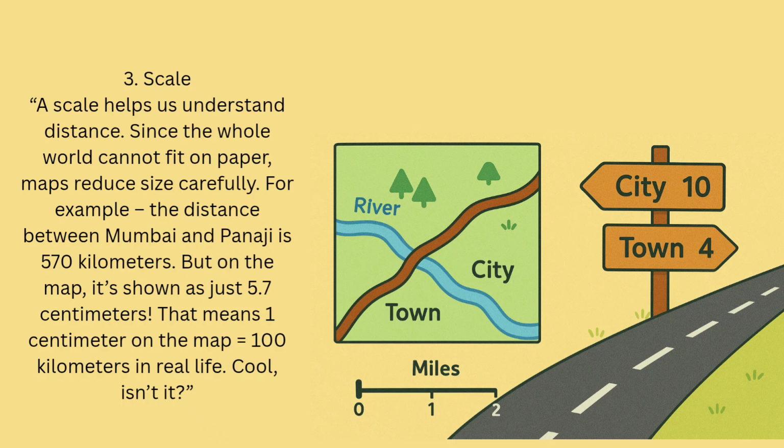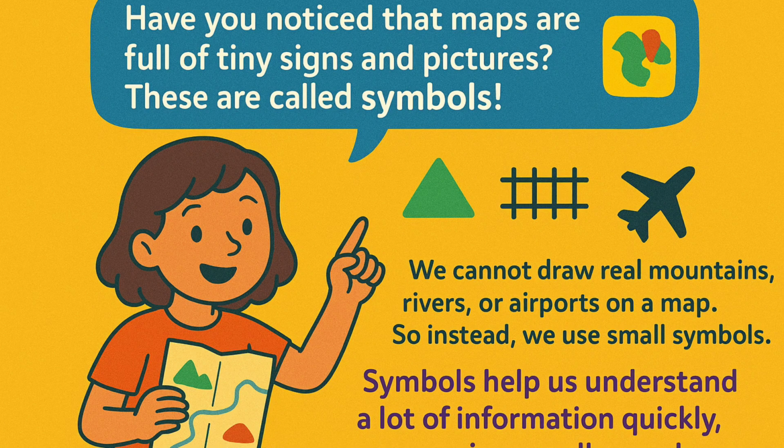Cool, isn't it? 4. Symbols. Friends, have you noticed that maps are full of tiny signs and pictures? These are called symbols. We cannot draw real mountains, rivers, or airports on a map. So instead, we use small symbols. For example, triangles for mountains, a line for a railway track, or an airplane for an airport. Symbols help us understand a lot of information quickly, even in a small space.